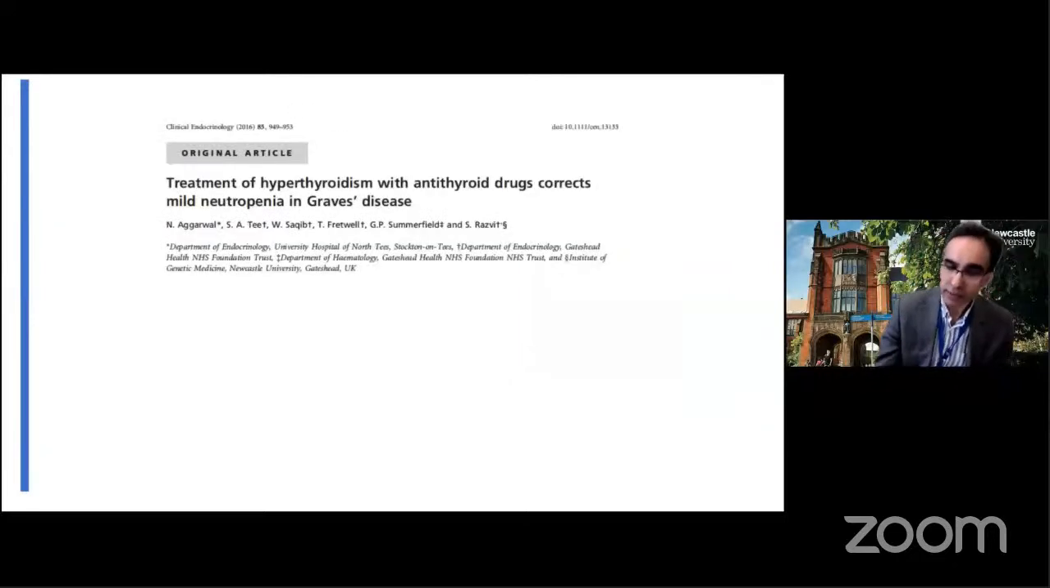The other thing that is also important to remember is neutropenia. Mild neutropenia sometimes is thought to be due to antithyroid drugs. But importantly, the thyrotoxicosis itself can cause a mild neutropenia, and therefore treatment would be to treat the overactive thyroid rather than go with other forms of therapy.